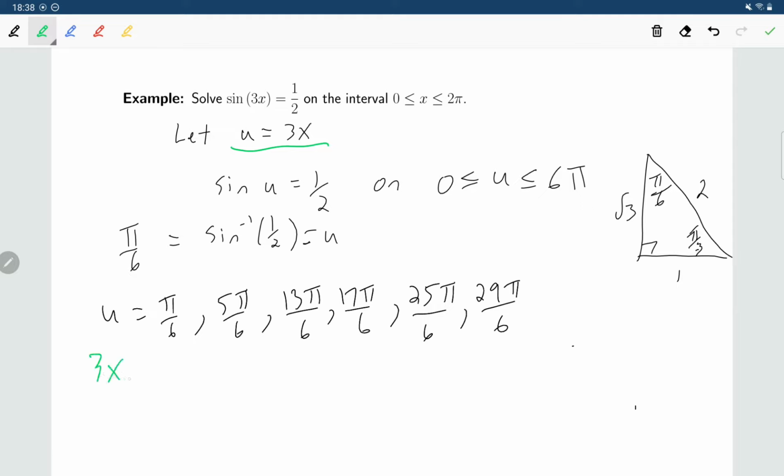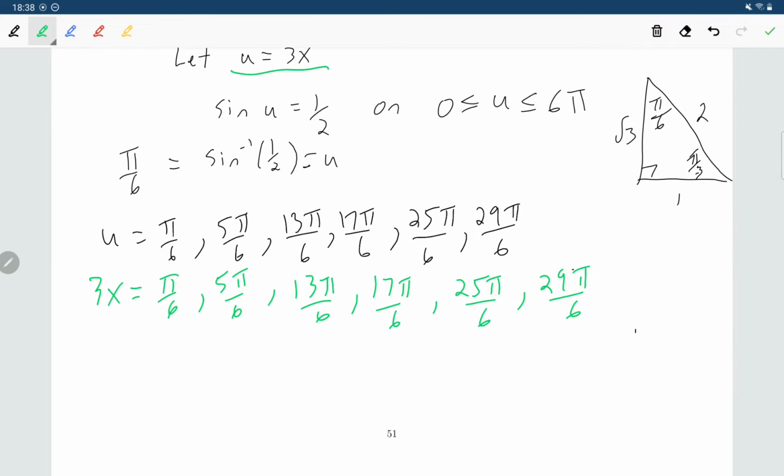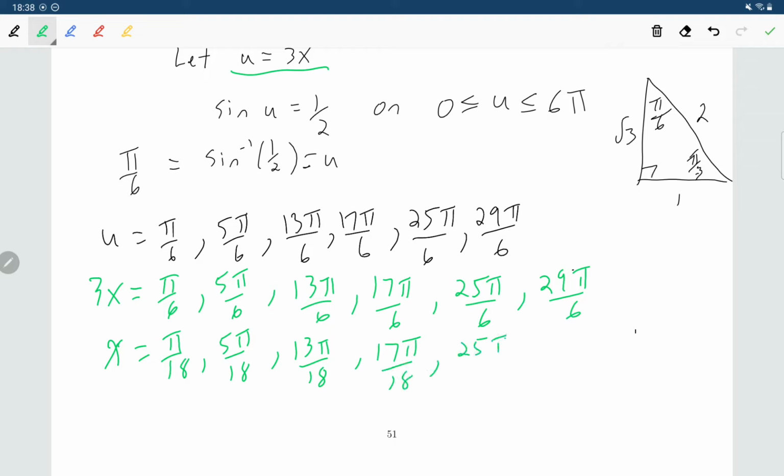the same thing as 3x, then 3x is equal to pi over 6, 5 pi over 6, 13 pi over 6, 17 pi over 6, 25 pi over 6, and 29 pi over 6. And solving for x, we just need to divide everybody by 3. So x is pi over 18, 5 pi over 18, 13 pi over 18, 17 pi over 18, 25 pi over 18, and 29 pi over 18.